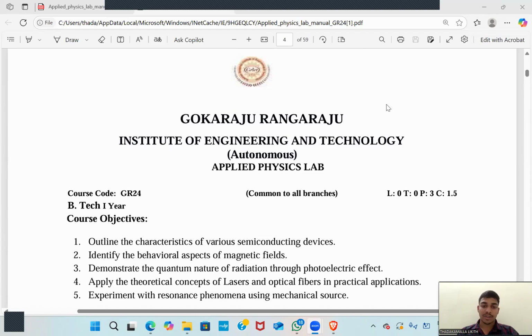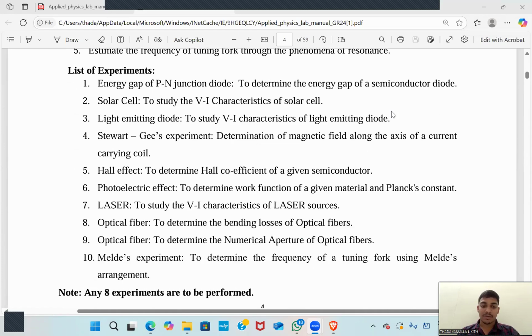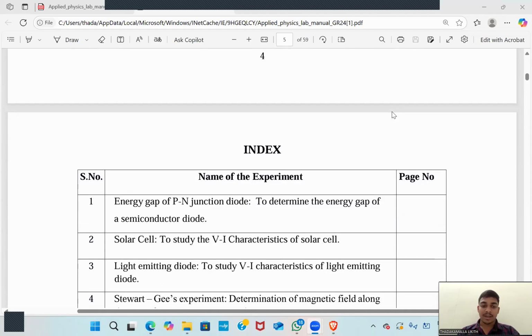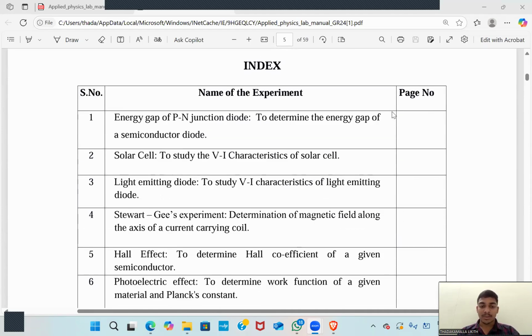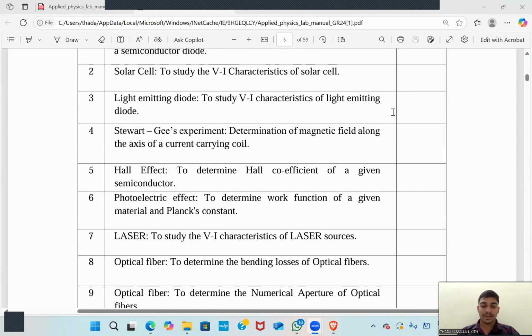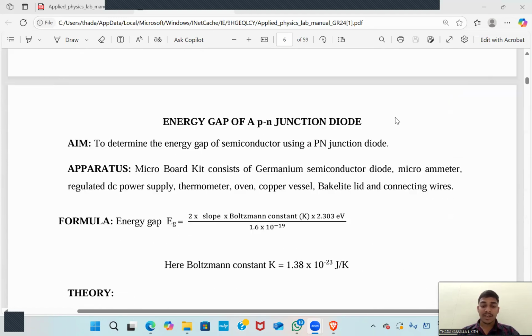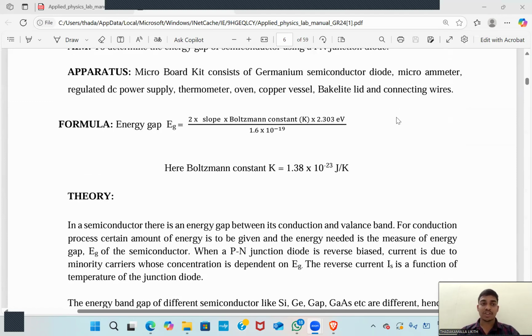I am glad to have this opportunity to demonstrate an important experiment from our Applied Physics Lab course using the Virtual Lab platform. As part of our first year curriculum, the Applied Physics Lab consists of 10 carefully designed experiments that introduce us to the fundamental concepts of modern physics and their practical applications. These experiments cover a wide range of topics from optics and semiconductors to electromagnetism and energy devices, giving us a solid foundation in experimental physics. Today, I will be demonstrating one such experiment, that is the energy gap of a semiconductor using p-n junction diode.